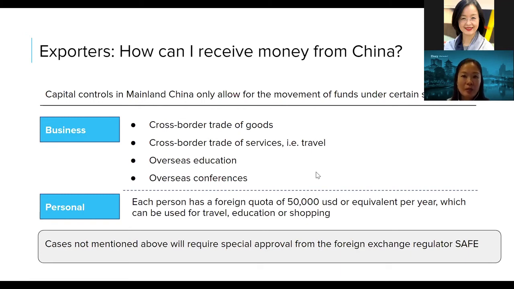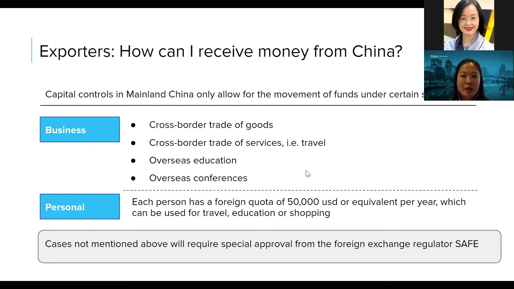So a remark that I need to make here. Notice that I have said mainland China, because even though Hong Kong is part of China, these restrictions don't apply for Hong Kong. In Hong Kong, you still have free movement of funds. That's why a lot of companies set up a presence in Hong Kong, especially because it's super easy to set up a subsidiary there. To set up a company, it just takes you a week or less.